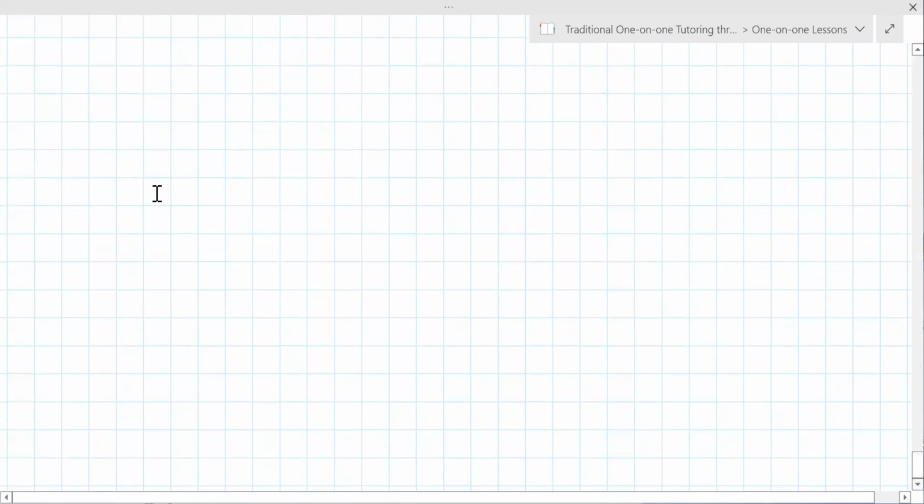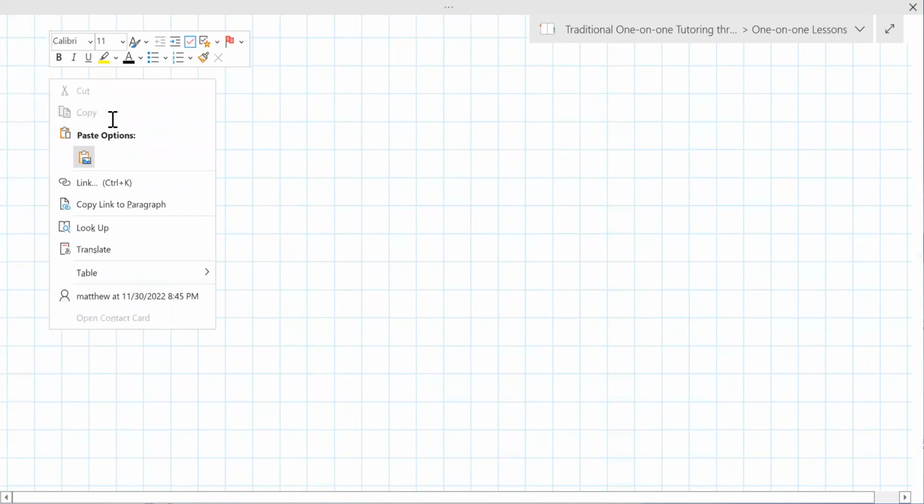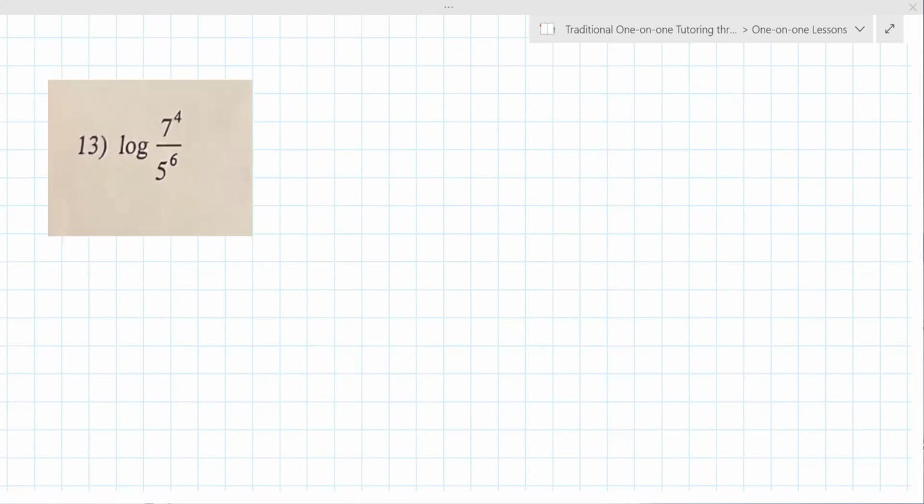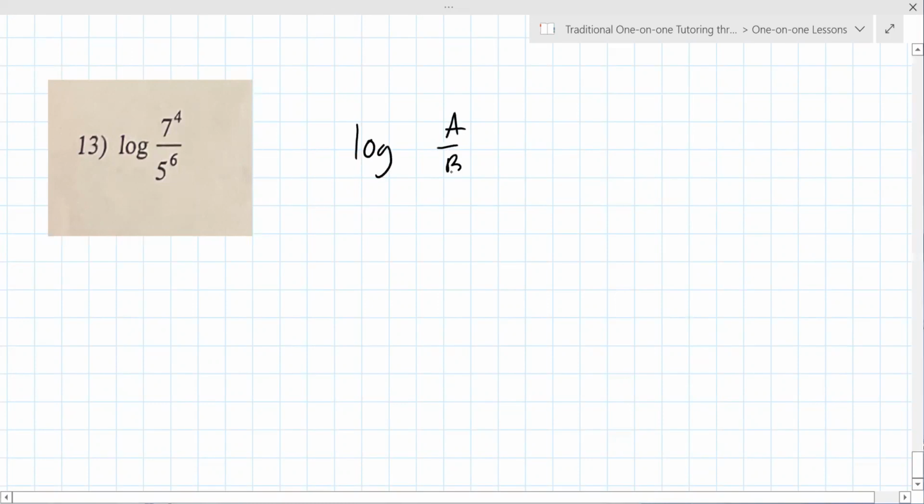All right, number 13. So even though there's an exponent above the 7 and the 5, it's not around the fraction. You have to first separate the fraction. The precedence here is do this first, make the quotient into a difference. So this becomes log 7 to the 4th minus log 5 to the 6th.